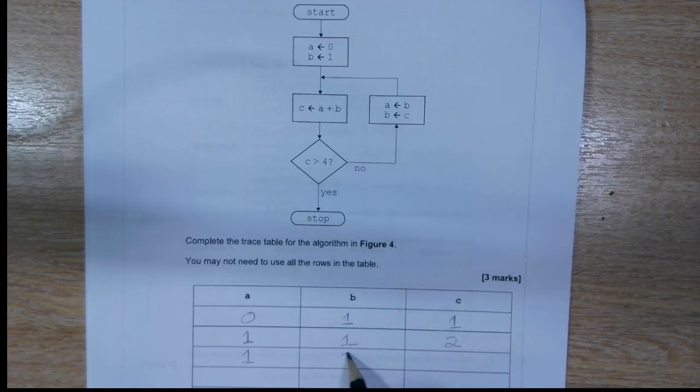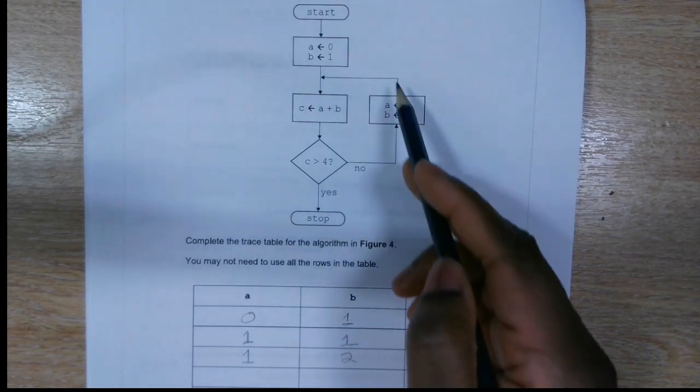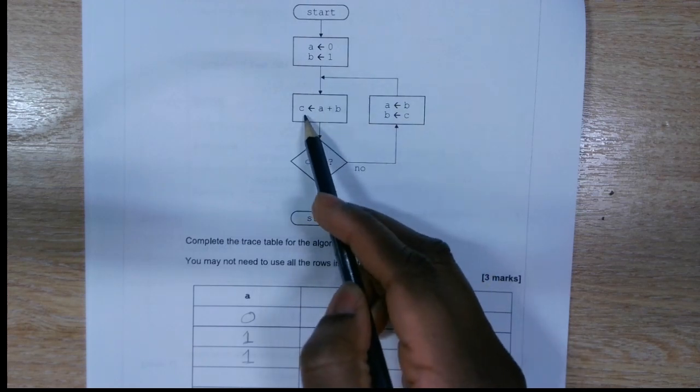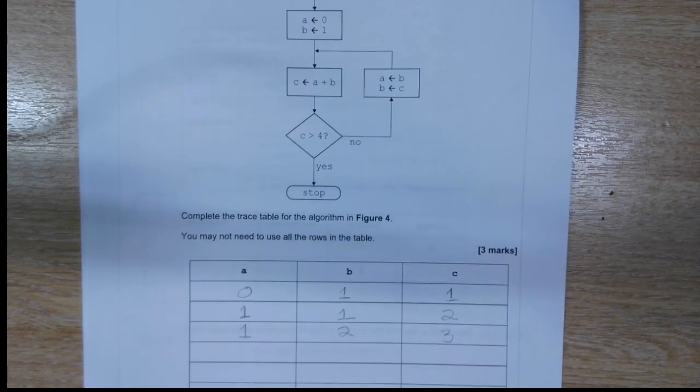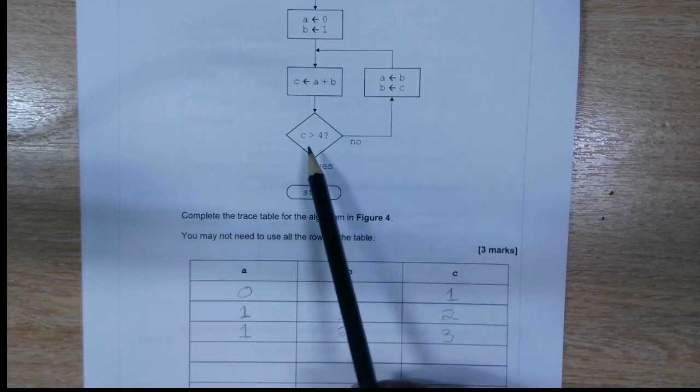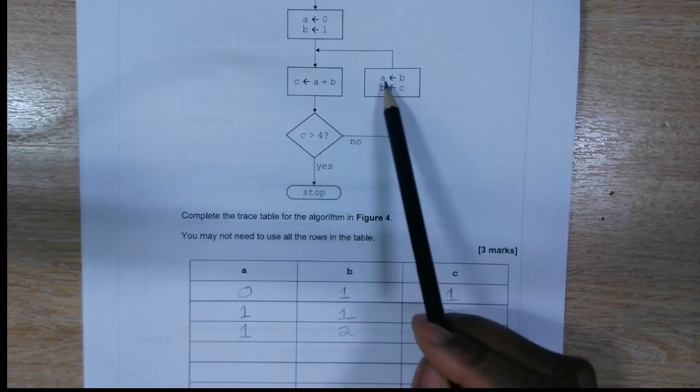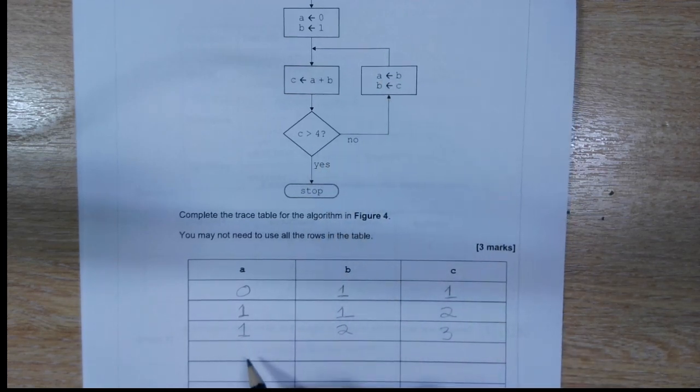We follow the arrow back round. C is equal to A plus B, which is 3. Go to the decision symbol again. Is C greater than 4? No. A becomes B and B becomes C.